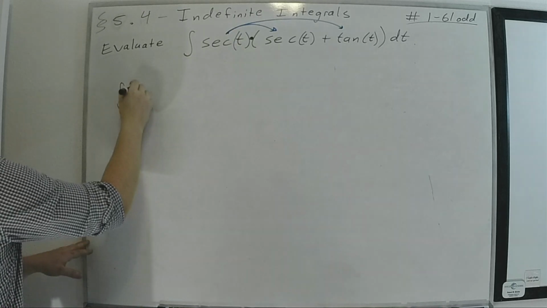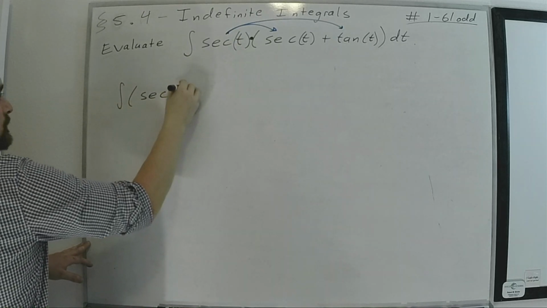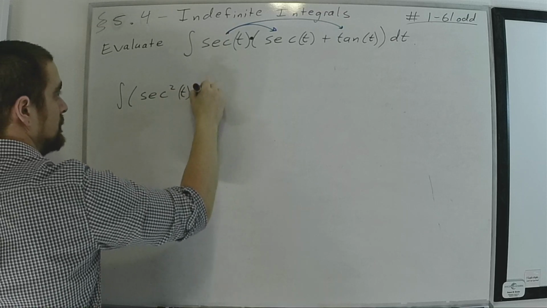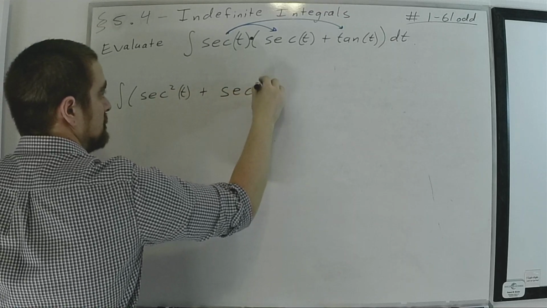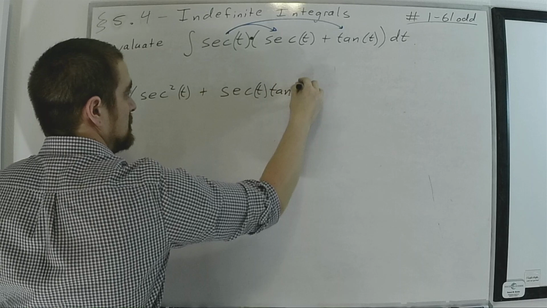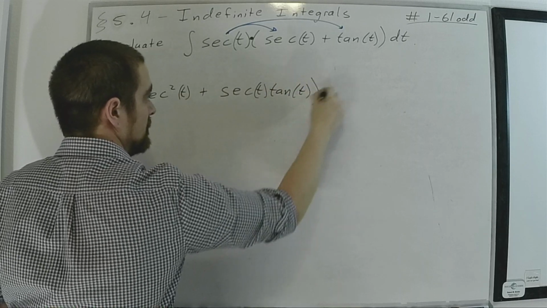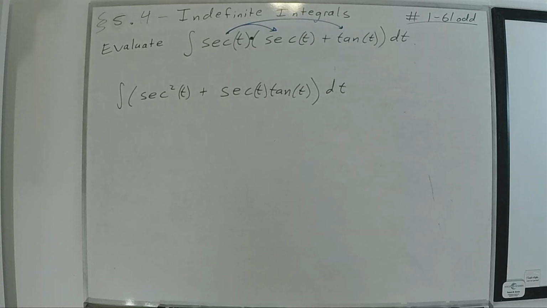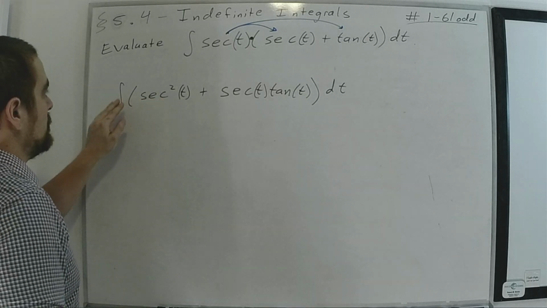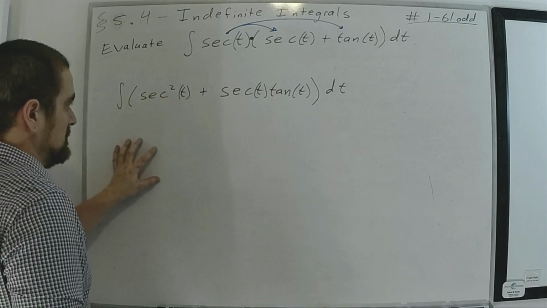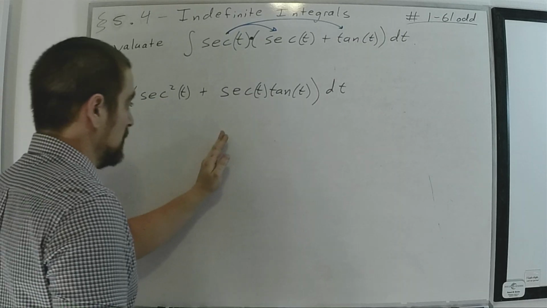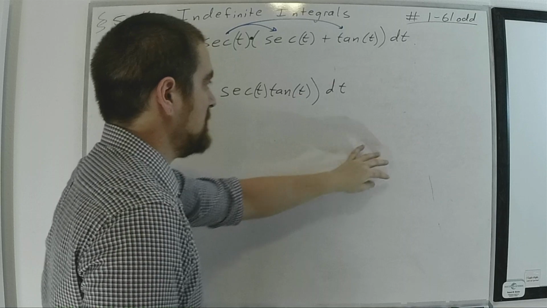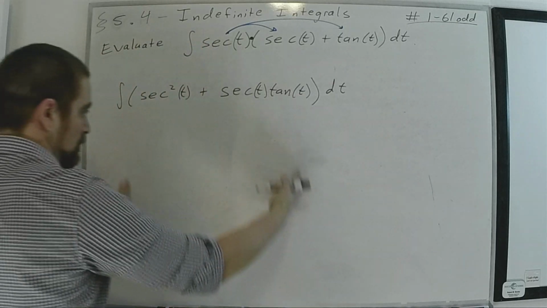So I'm going to distribute so that I get secant squared of t, and I know how to find that antiderivative. That's one of the popular ones. Plus secant of t times tangent of t. That's another one of those really popular antiderivatives that I can find. And again, I can write it out so that I integrate secant squared of t first with respect to t, plus, then I integrate secant t tangent t with respect to t second. But in my head, I'm just going to do it in one big shot.